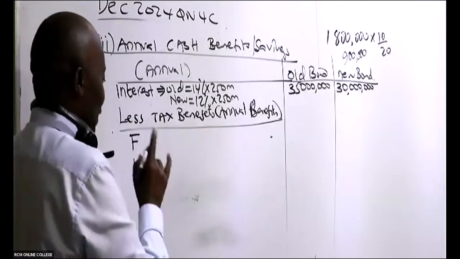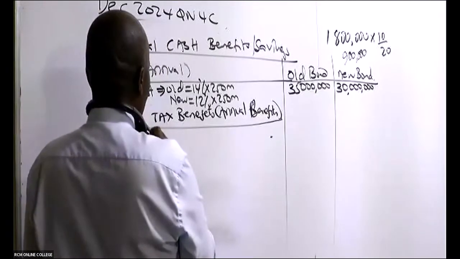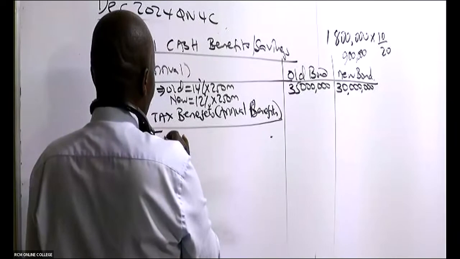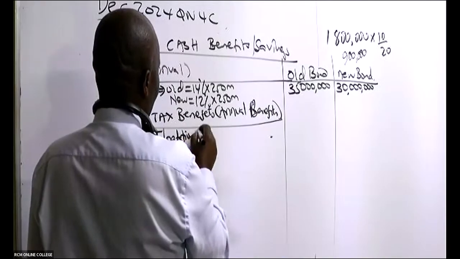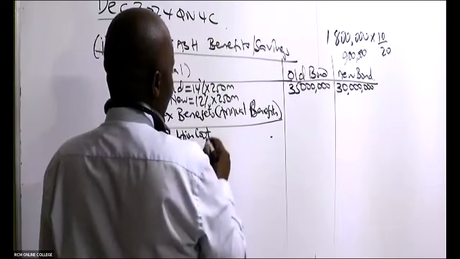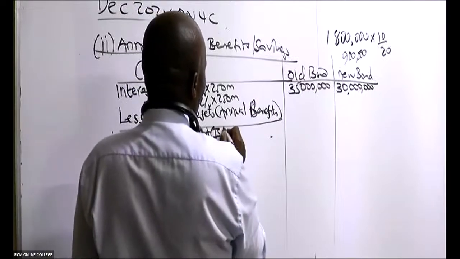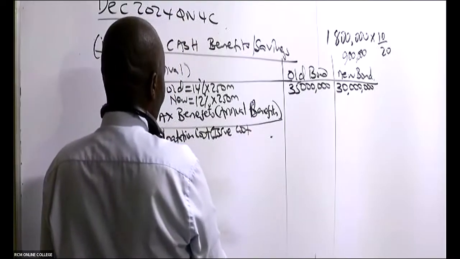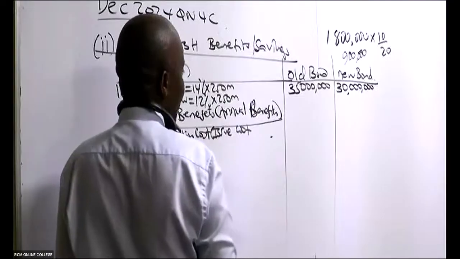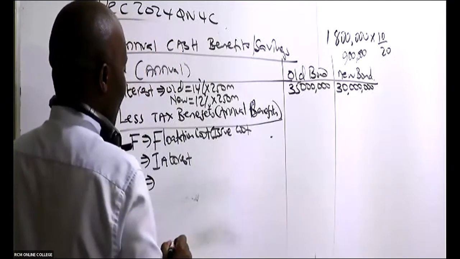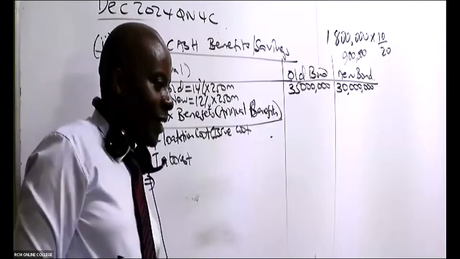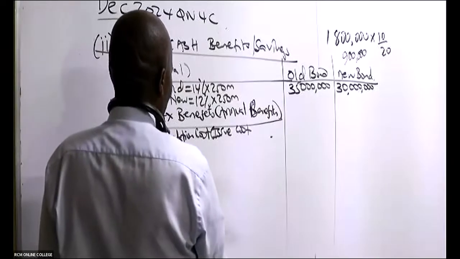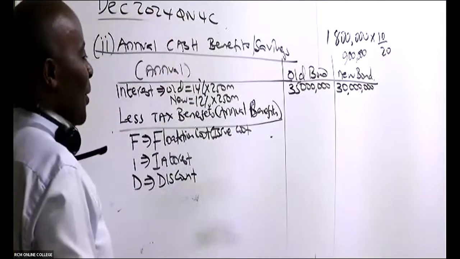So in this case here, this FEED, we have the first one. Let me just repeat this. F is for flotation cost, which is the same as what here? Issue costs. Don't forget that. Then we have I for what here? Interest, yes. I for interest. And then we have D for what? Discount. D is for discount.